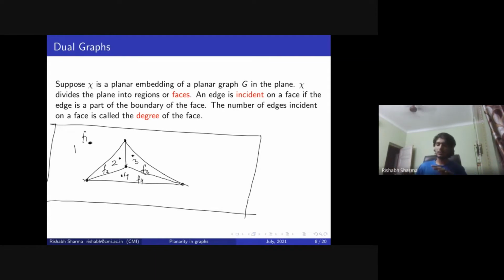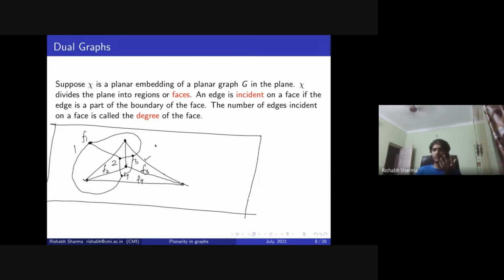And whenever you see that two faces are adjacent, like they share an edge, we draw the edge joining those two faces. So for example, face 1 and 2, they share this edge. So I draw the edge corresponding to this edge, joining F1 and F2. Similarly, F1 and F3, they share an edge, which is this one. So corresponding to this edge, I draw another edge which joins F1 and F2. Similarly, for F1 and F4, F2 and F4, which share this edge, F2 and F3, and F3 and F4.